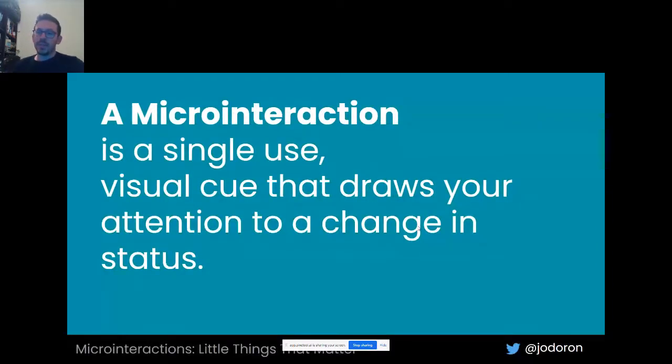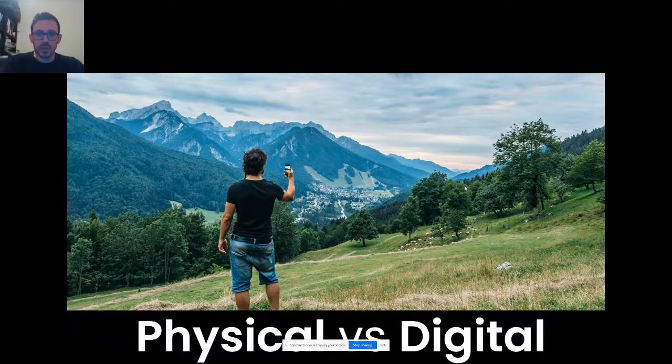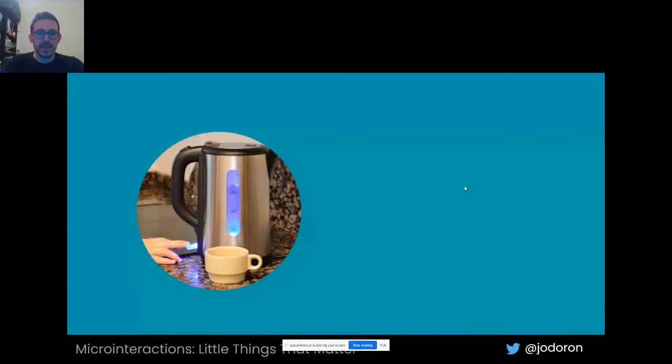So simply put, a microinteraction is a single-use visual cue that draws the user's attention to a change in the application state or status. And of course, there are examples from the physical world and the digital world, and we're going to elaborate about that. And take this kettle, for example.